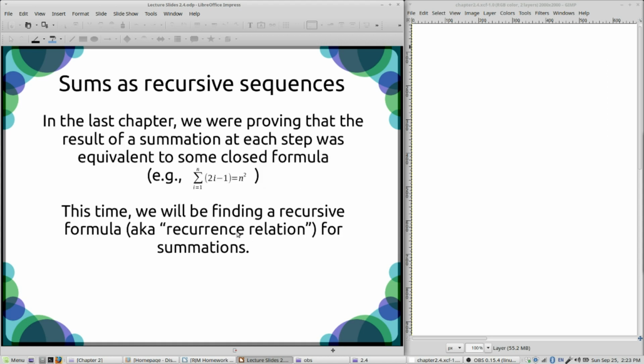So in the last chapter, we were proving that the result of a summation at each step was equivalent to some closed formula. So we were able to show that if I went from 1 to 1, it would equal this. If it went from 1 to 2, it would equal this. If it went from 1 to 3, it would equal this. So we were just proving that no matter which n you chose, the result of this summation right here would equal the same thing as our n squared. So this time it's similar, we're just working with recurrence relations, aka recursive formulas instead.